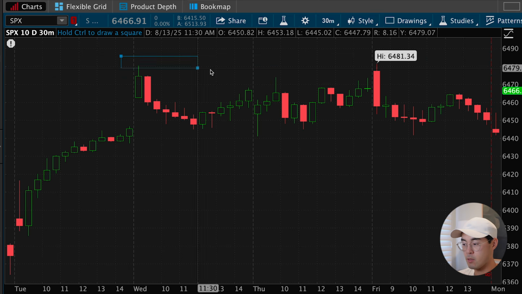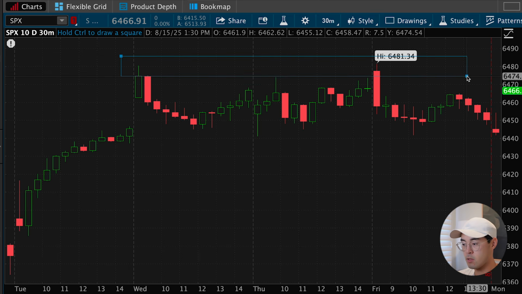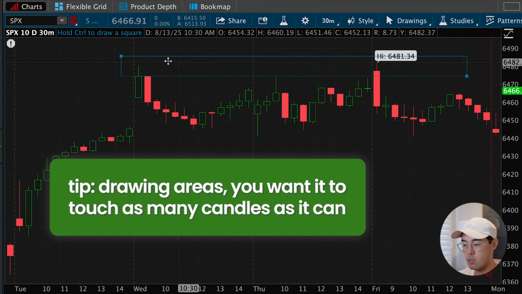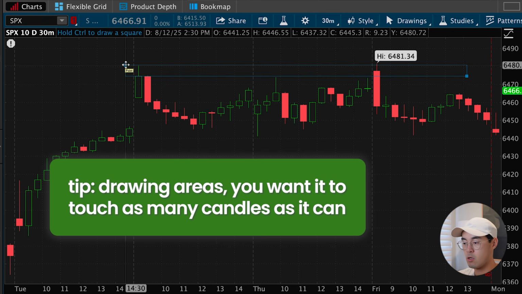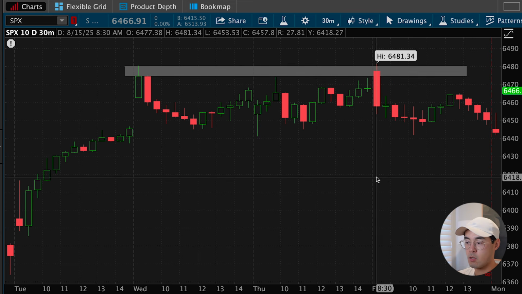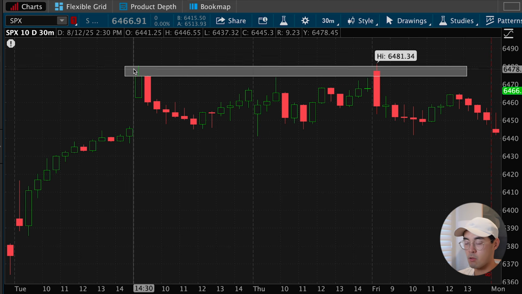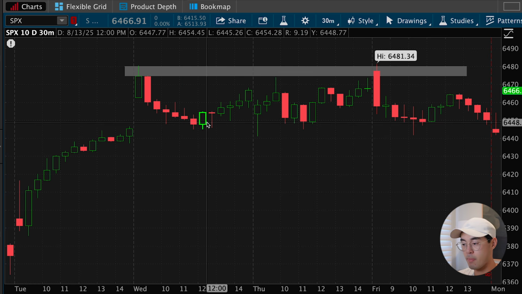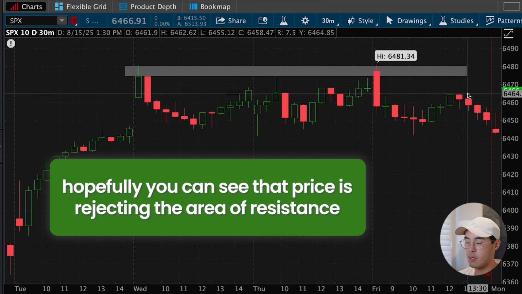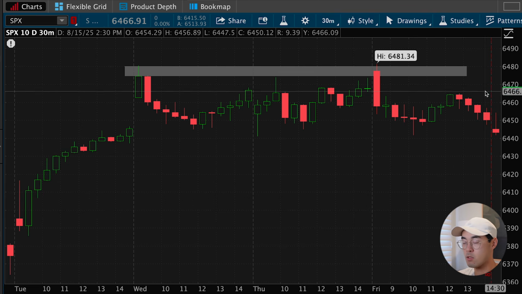So here is an area of resistance. And when you're drawing these areas of supports and demands, you want it to touch as many of the wicks as possible. So I'll draw it like this. So 1 touch, 2 touch, 3 touch, 4 touch. That this is an area of resistance. So sold off and it went back up, touched it again, fell off, touched it again, fell off. And then here it formed a lower high. So this would be the new area of resistance.